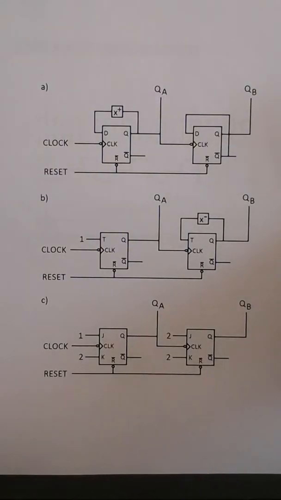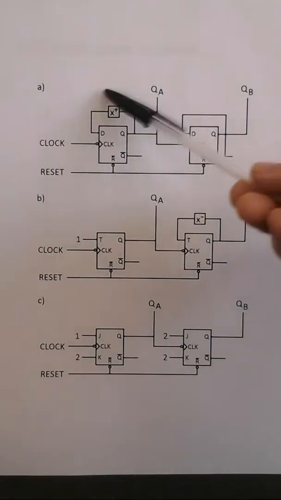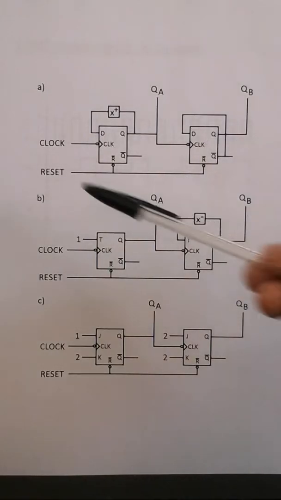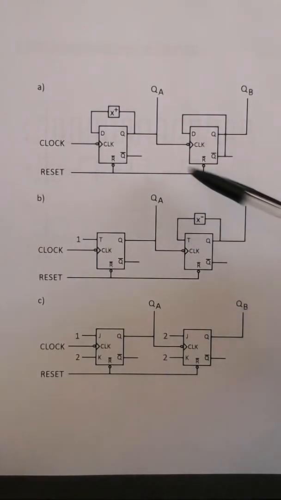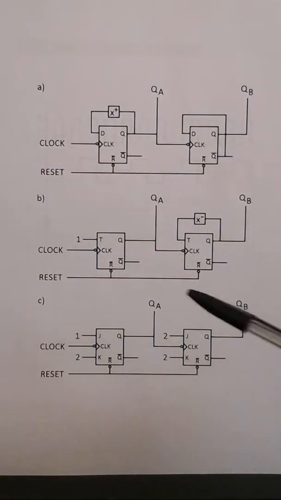Here we have the circuit diagrams for the divide by 6 counter. Here we have the divide by 3 counter using D flip-flops and the divide by 2 counter with D flip-flops. Common reset and the Q of QA feeding the clock of QB.